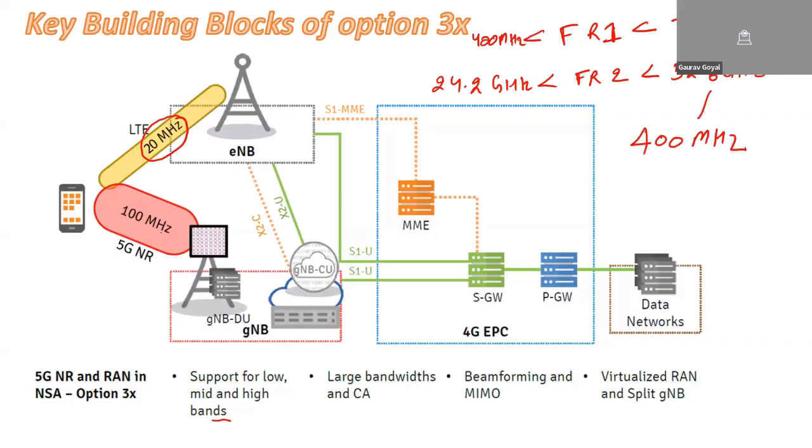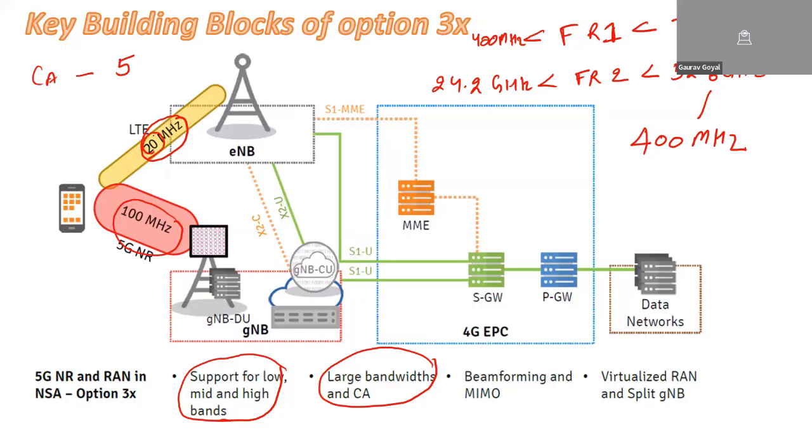So the first building block is flexible sub-carrier spacing in case of 5G. We have support for low, mid-band and high bands, and then we have large bandwidth. As you know, in case of LTE, our carrier aggregation can go up to 5 carriers, right? 5 carriers can be aggregated.